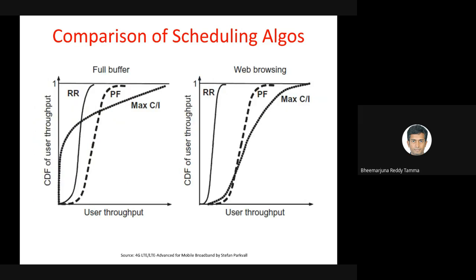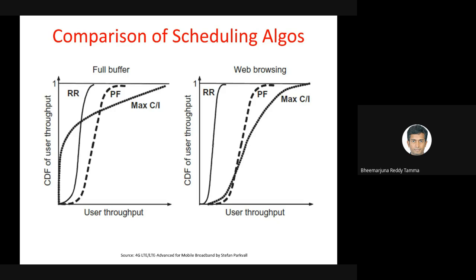We can also look at how these algorithms compare with each other in a full buffer scenario versus typical web browsing. Full buffer is where we can deterministically say how these algorithms compare with each other. When you talk about web browsing or any other normal traffic, it all depends on whether the queue becomes empty or non-empty. So their behavior could be different from what you expect when there is a full buffer, where the buffer is non-empty all the time.